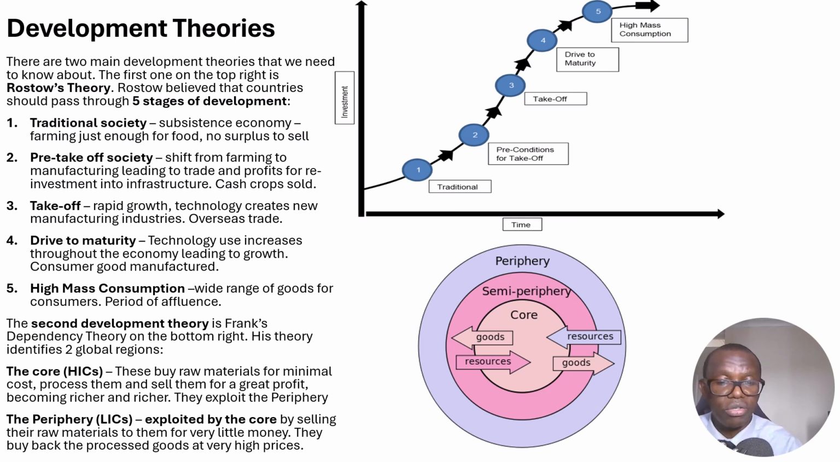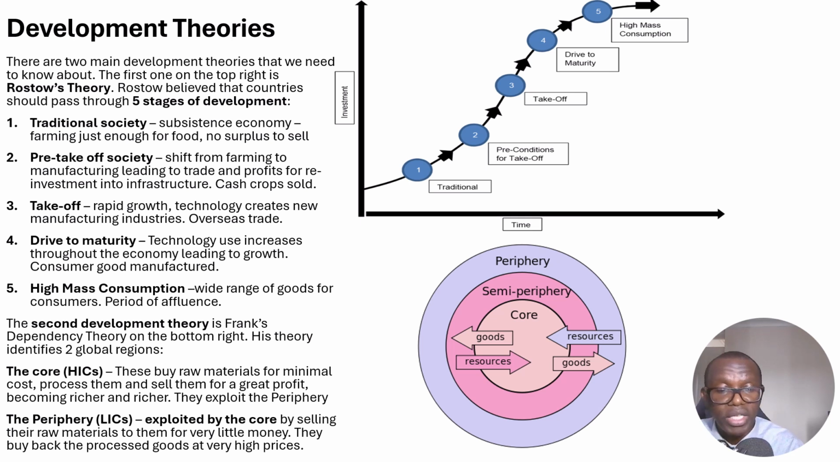Then we have stage 3, where a country experiences rapid growth. That growth is precipitated or caused by technology. And that technology creates new manufacturing industries, which then begin to sell goods overseas. So because the trade has moved from just being a local trade to international trade, the country is making a lot more money.